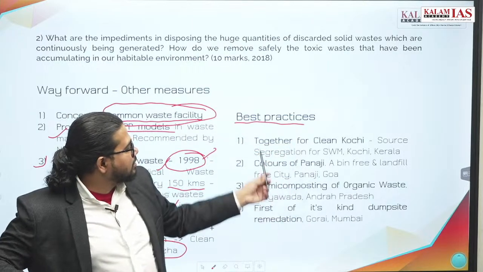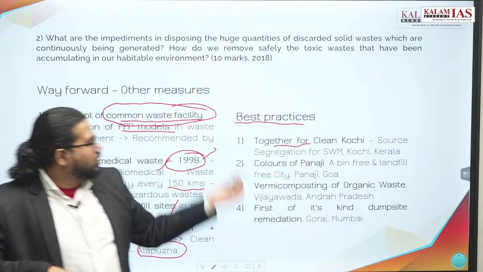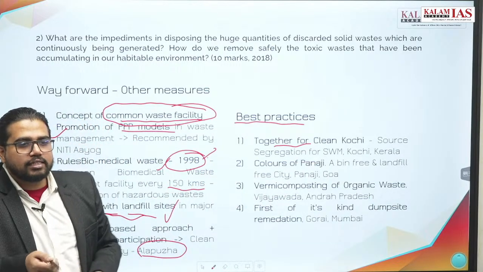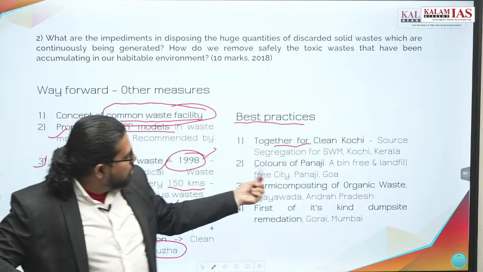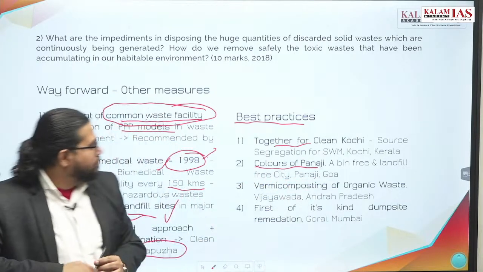Best practices, Together for Clean Kochi initiative. It's similar to what we have discussed right now. Colors of Panaji, what did they do?